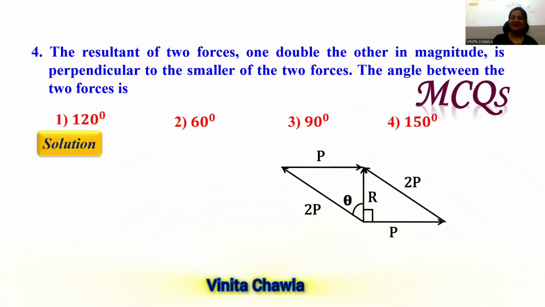अच्छा. P and R is the resultant vector. It is perpendicular to the smaller one. We have two vectors, 2P and P. है ना? Two forces है. One double the other in magnitude. एक दूसरे का double है. And resultant is perpendicular on the smaller one. So this R is perpendicular on the smaller one. We have to find the angle between the two forces. ठीक है?